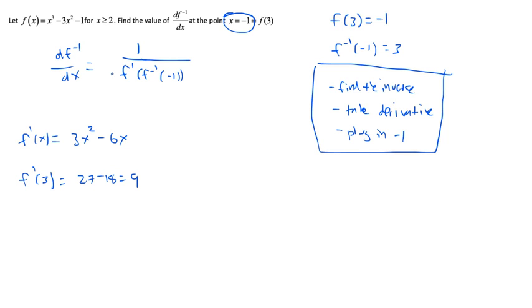And then what's the final answer? Just flip this over, put 1 over that. So 1 over 9. What does that mean? It means for the inverse function, at this point, the slope of the tangent line is going to be 1 over 9.